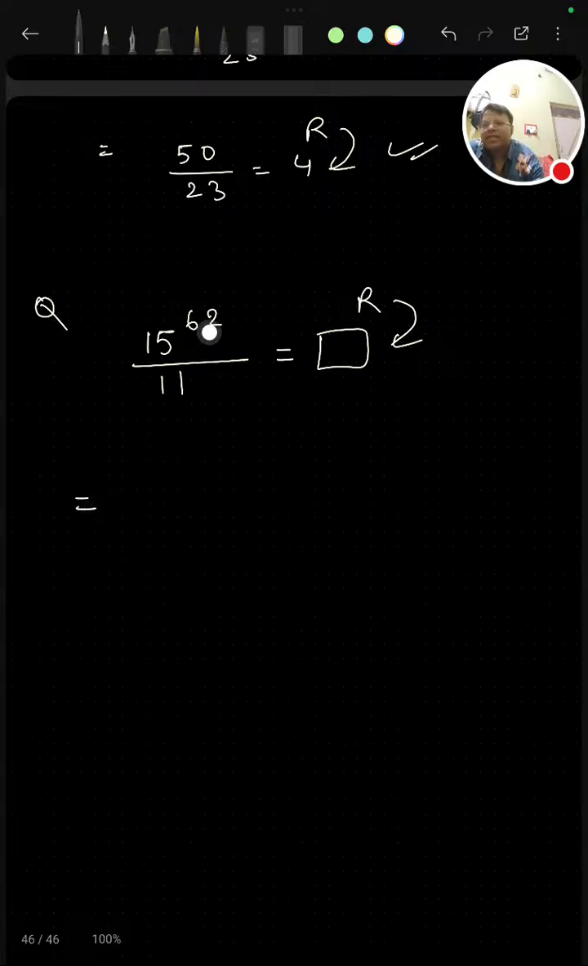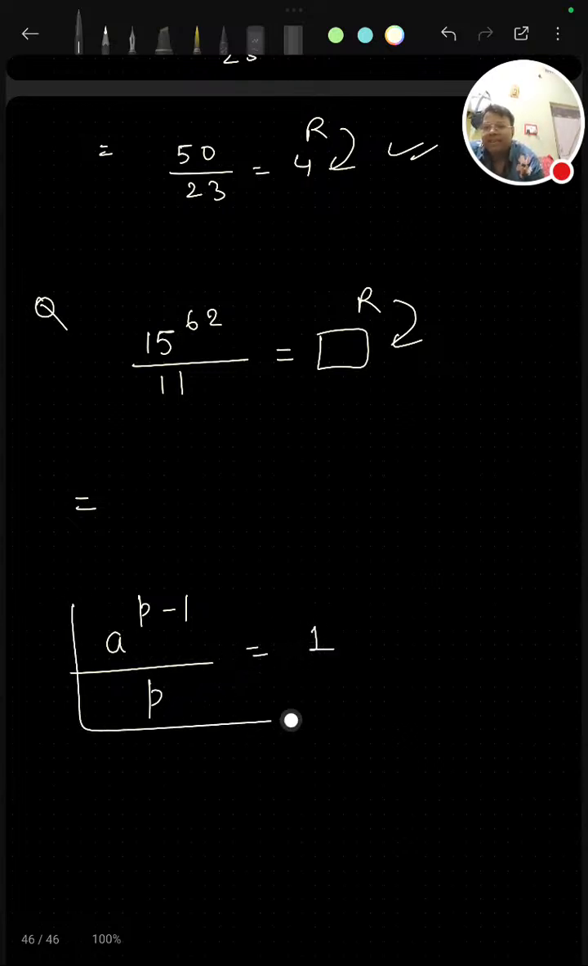You can see that it is 15 to the power 62. According to Fermat's theorem, when a to the power p minus 1 is divided by p, where p is a prime number and a is a co-prime number, then the remainder is 1. This is Fermat's theorem. I explained it previously.